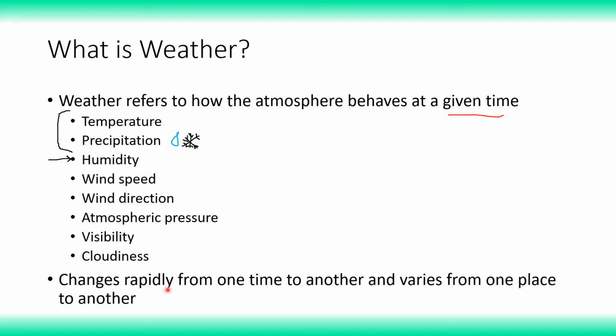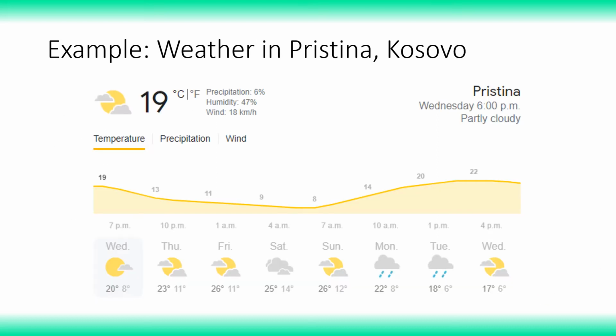So weather can change really rapidly from one time to another and from one place to another. So those are both important to discussions about weather, because this is where it differs from climate. So we're going to talk about climate in a sec, but before we get there, I wanted to just show you quickly an example of what I mean with how quickly weather can change.